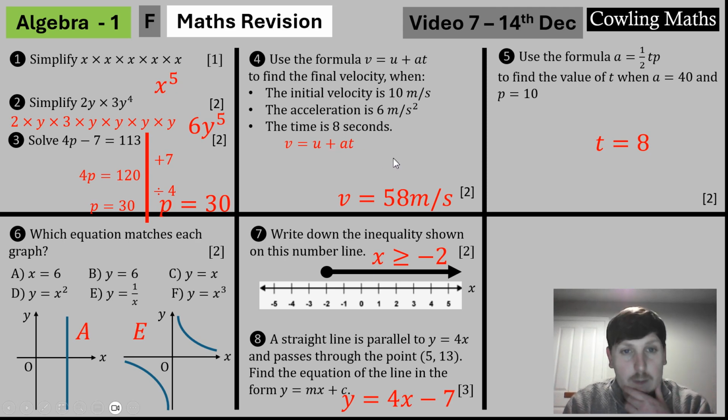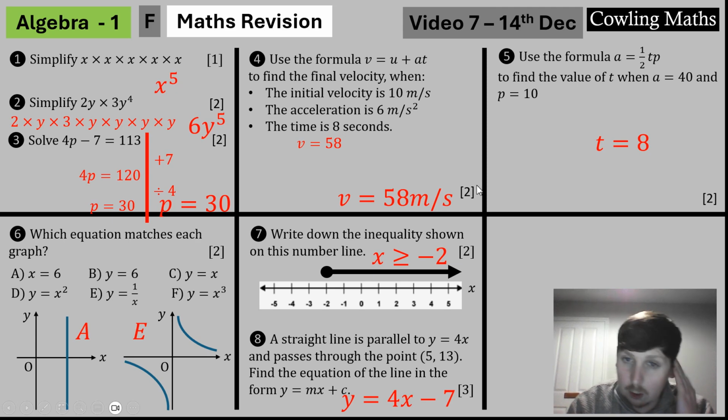So, subbing in what we've got then, u, the initial velocity was 10 meters per second, the acceleration is 6, and we need to times that by the time, which was 8. So we do have to do the times first in this one. 6 times 8 makes 48, and then adding another 10 on gives us that 58, and that's where 58 comes from. It's a 2-mark question, so you'll get 1 mark for your final answer and 1 mark for your working out.